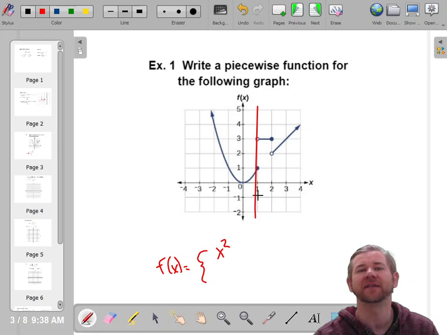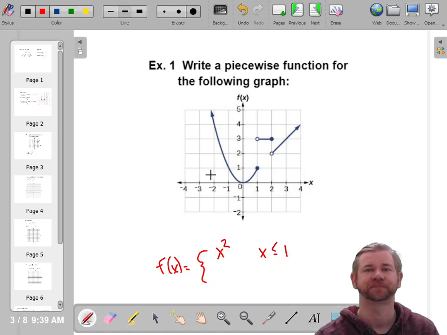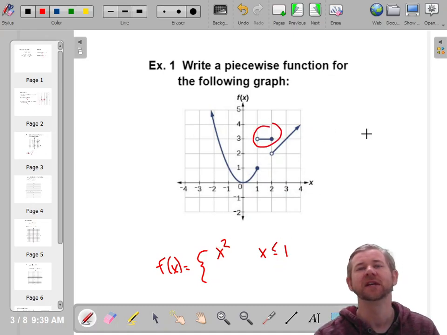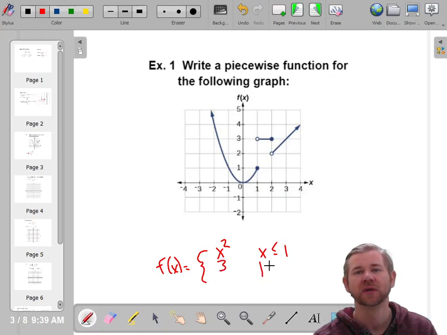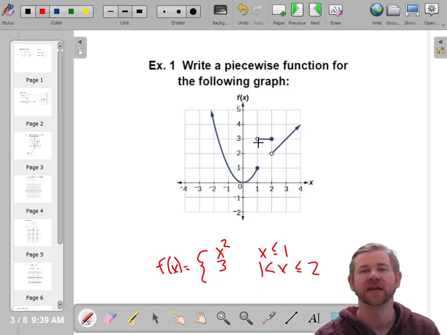You use it to the left of 1, so all of the values left of 1, and the way we'll say that is x is less than or equal to 1. It's a closed circle, so we're going to say less than or equal to. For the second piece, we just have a horizontal line. That horizontal line is y equals 3, and we use that between 1 and 2. So we say 1 is less than x is less than or equal to 2. I'm saying less than because this is an open circle, so it's strictly less than, and then closed circle at 2, so we'll say less than or equal to.